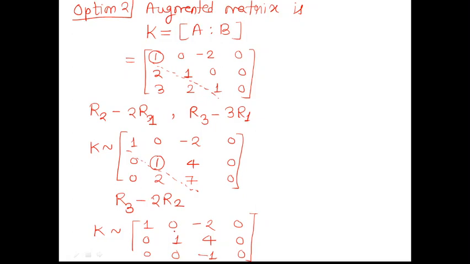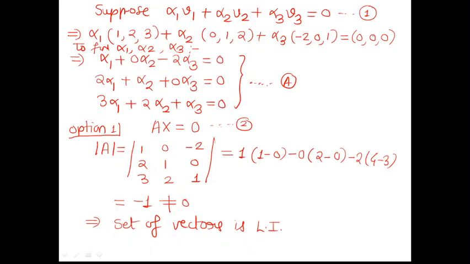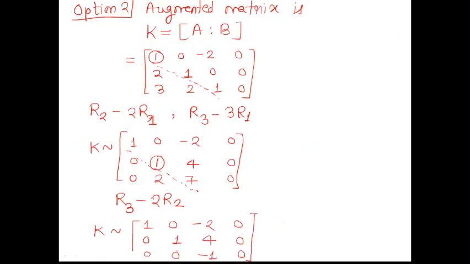Now you can see here that the system of equations Ax equal to 0 is always consistent. Why is it consistent? Because my last column is 0. So there will not be any change in the last column. So whatever will be the rank of A, the same would be the rank of K. That's why the system is always consistent. You only need to check whether it has a unique solution or infinite solutions.